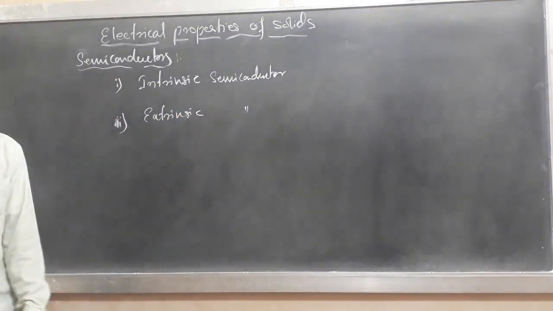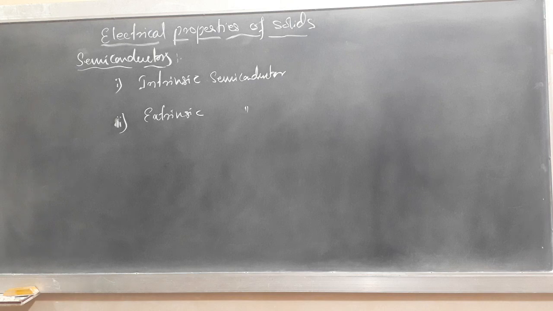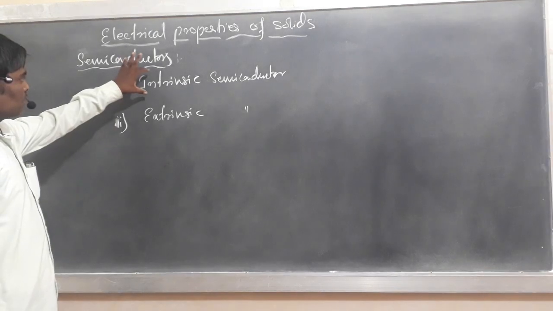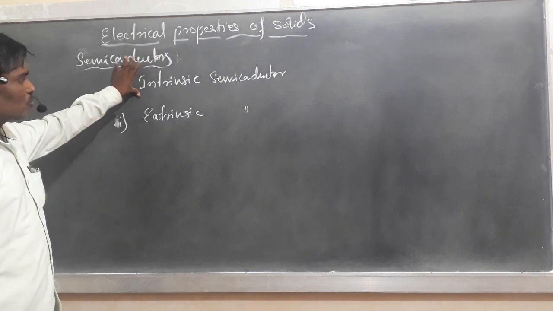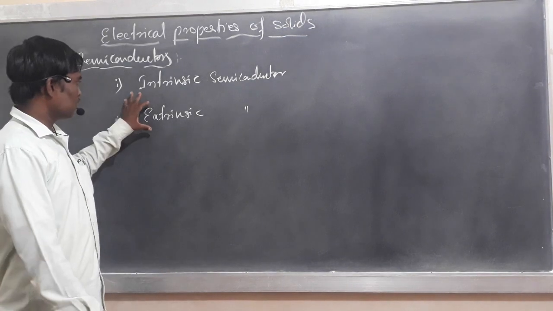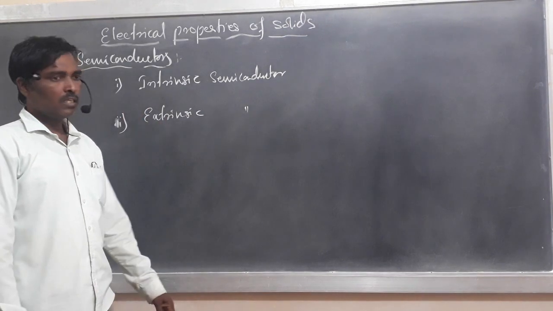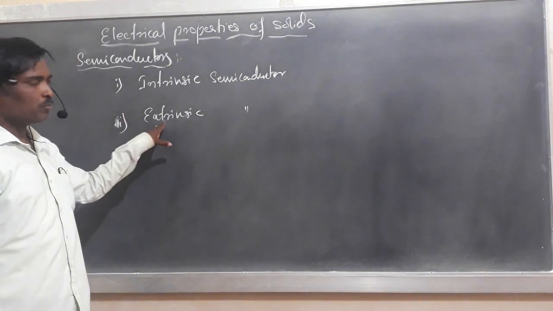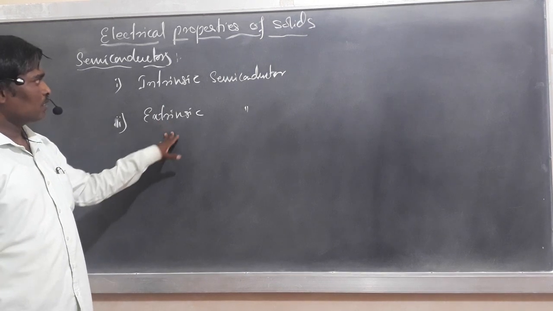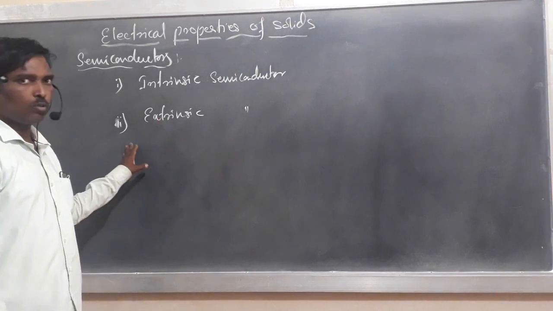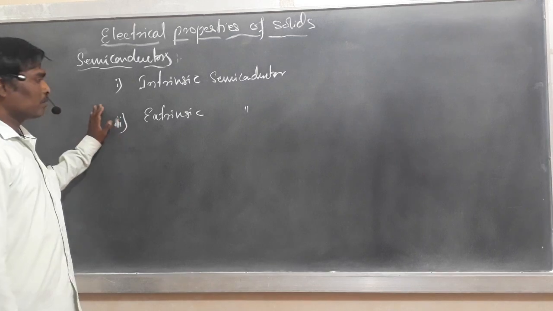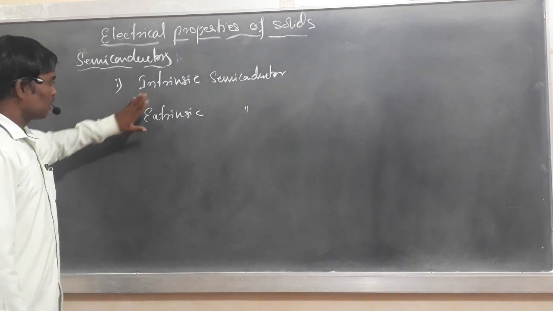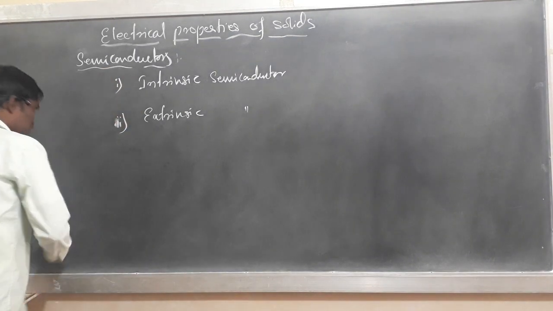These are the two types of semiconductors, intrinsic and extrinsic. Intrinsic semiconductor is also called pure semiconductor. Extrinsic semiconductors are impure semiconductors; they are prepared by doping, so they contain some dopant. Let me go with that later. First, let me discuss this one.